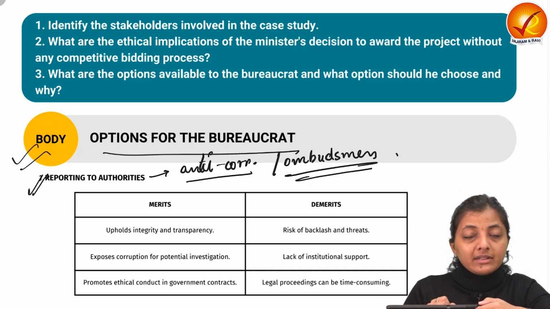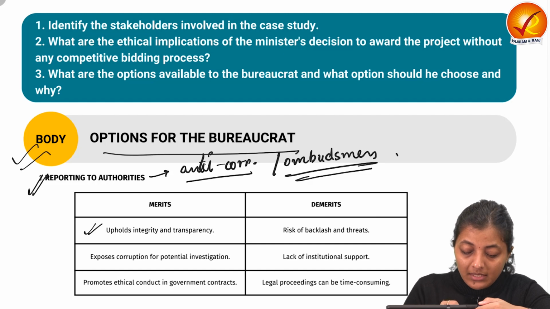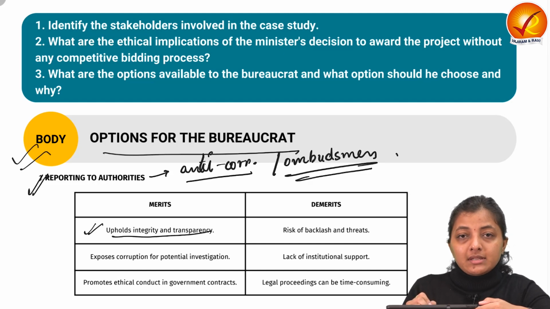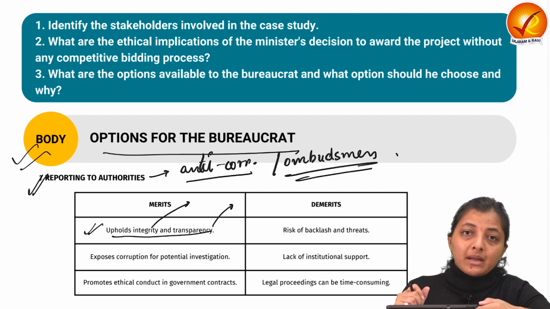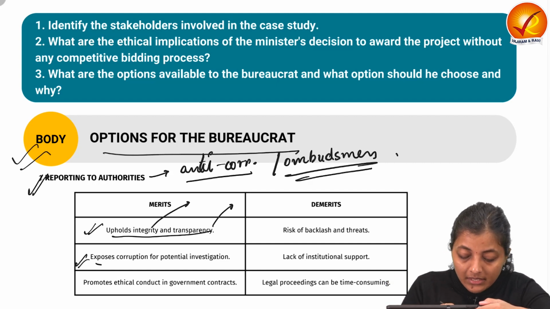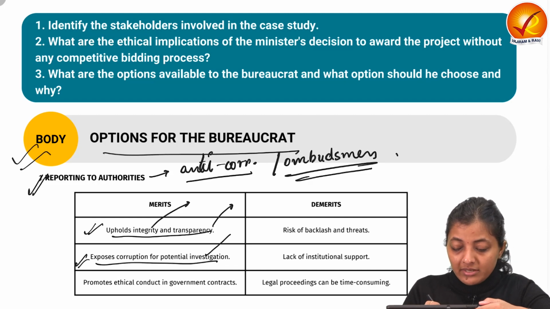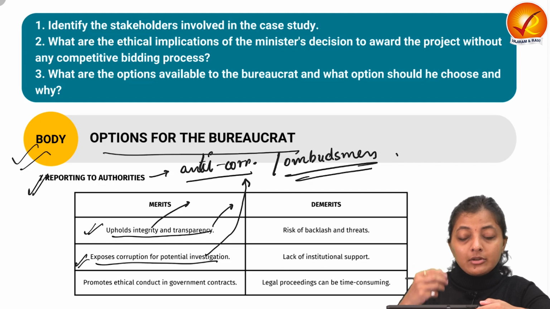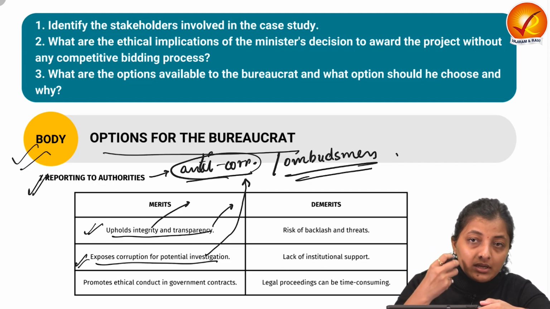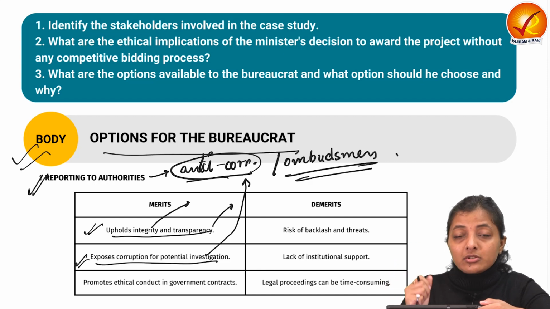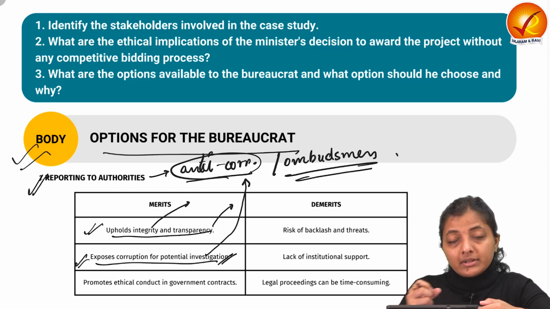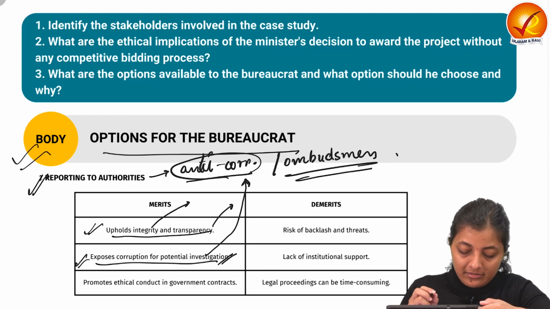So what would be the benefit in that? The merit of that particular option is that he can uphold integrity and transparency in the governance process, and his personal integrity also, since he is not becoming part of that nexus or that corrupt practice. Then he is exposing the corruption for potential investigation, because if he reports to an anti-corruption body, he will provide evidence, and based on that evidence the body will take decisions, and maybe during the investigation it finds them guilty and imposes a penalty.